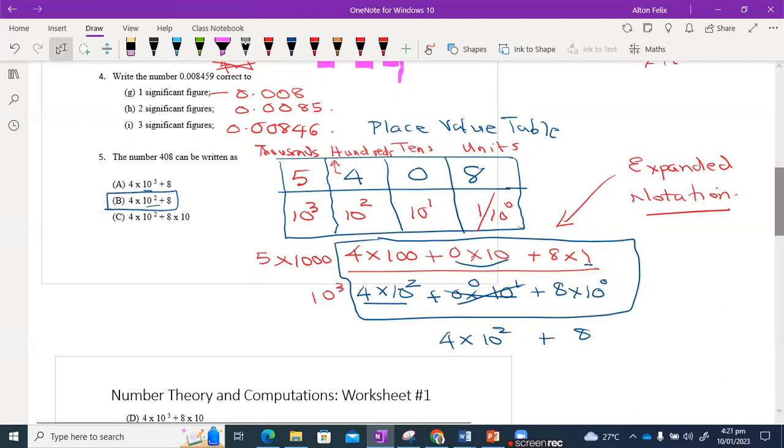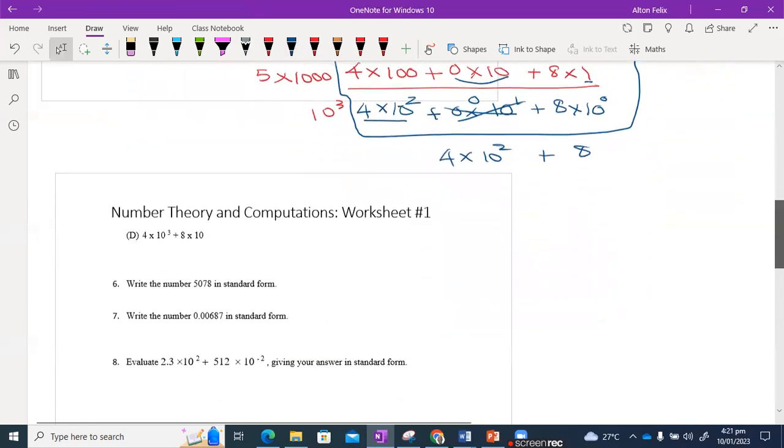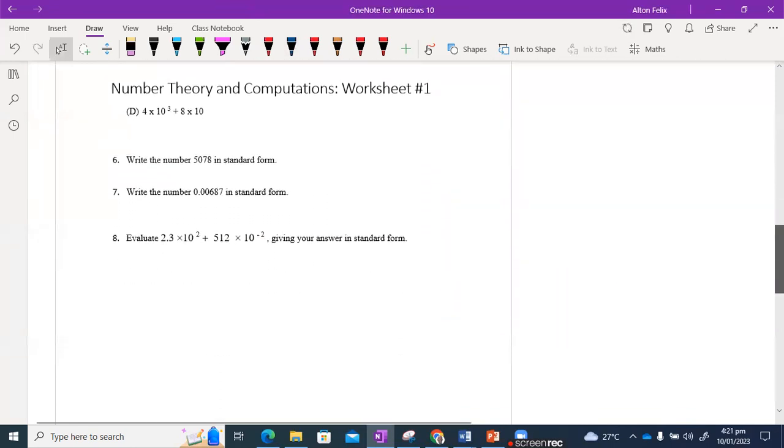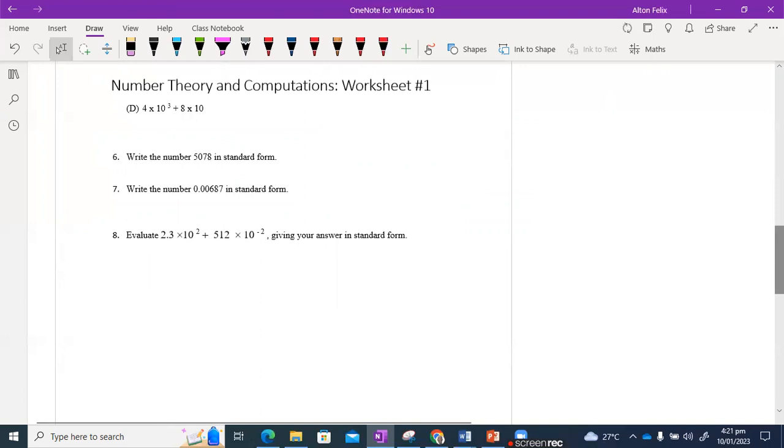And let's see if we can wrap up with perhaps our final couple of questions here. Okay, so we are asked now to write some questions in, well, this is part of the last choice, part D, so that will be out. And let's go to question 6. Write this number in standard form.